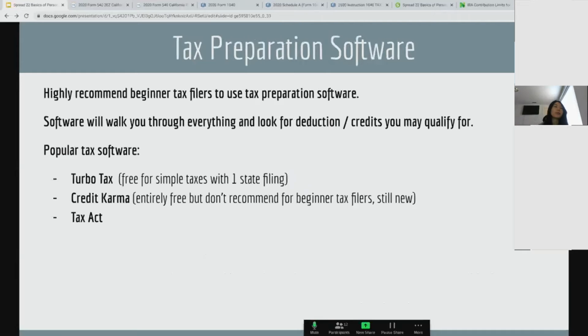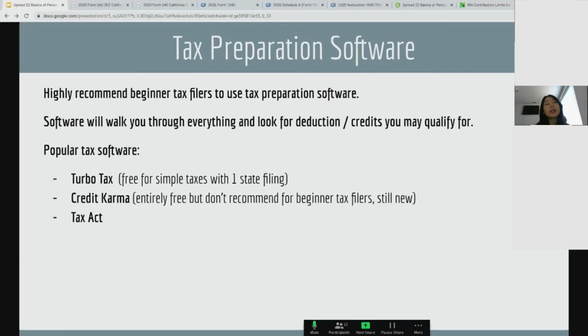Tax preparation software: I highly recommend beginner tax filers to actually use tax preparation software like TurboTax or Credit Karma. What the tax software does is it walks you through everything. They ask you what kind of income you made during the year, any major milestones in your life that may lead to a credit or may lead to a deduction or an adjustment to income. And for me, I think TurboTax does the best. It's very user-friendly, they ask you a lot of questions, and they have a lot of technical support available.